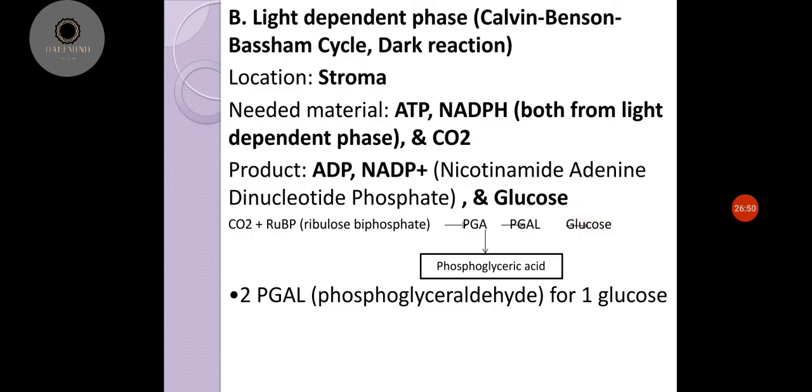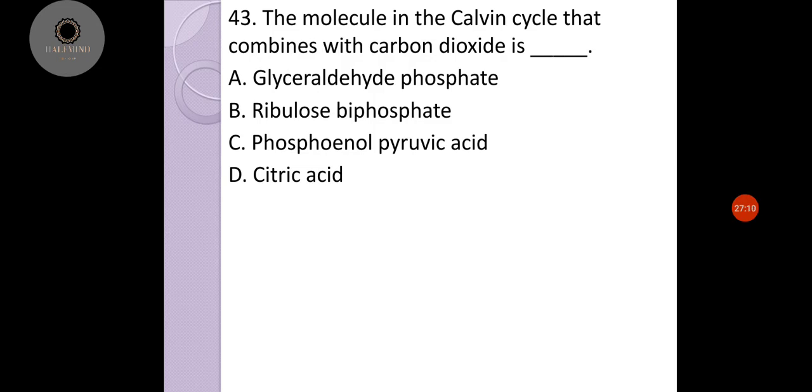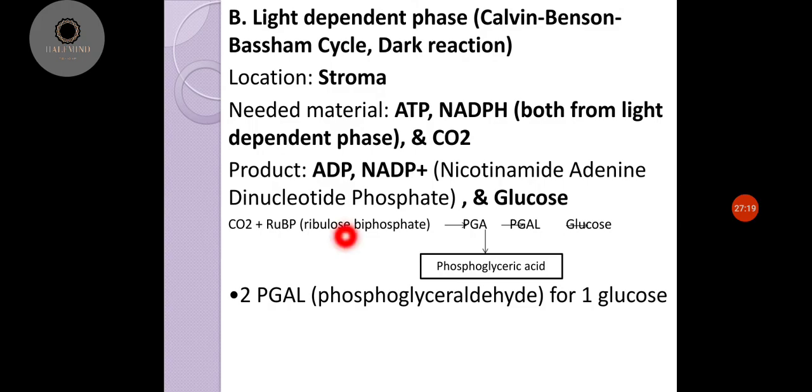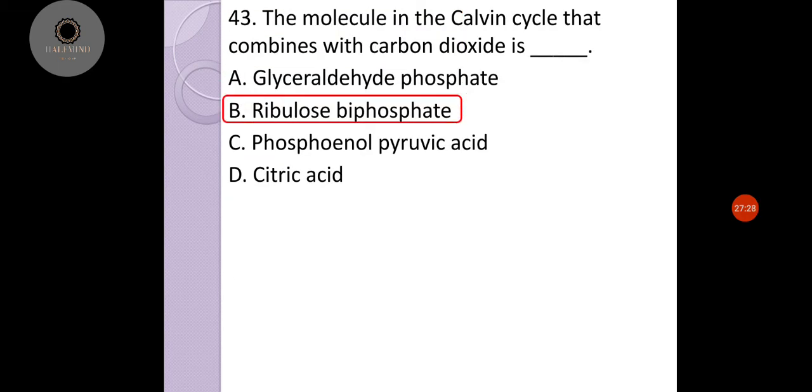So, if you ever wonder, sir, saan galing yung ribulose biphosphate? Si ribulose biphosphate is present already in the chloroplast. Now, let's go back to our question. Our question is, the molecule in the Calvin cycle that combines with carbon dioxide is the ribulose biphosphate. Okay? Let's go back. Combines carbon dioxide at ribulose biphosphate to create phosphoglyceric acid. So, our answer here is letter B, ribulose biphosphate.